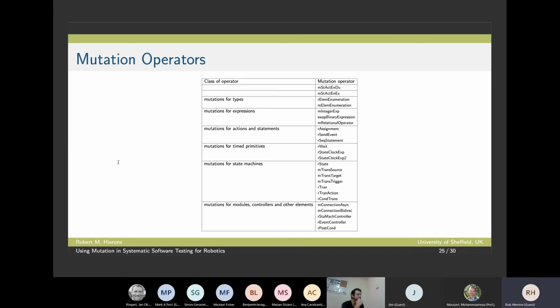And here are the mutation operators we use. I'm not going to go through them all. The names are moderately intuitive. Where the name of an operator starts with R, it means remove, and when it starts with M, it means modify. So, for example, we have operations to modify the source of a transition. We have an operator to remove a weight. These kinds of things.